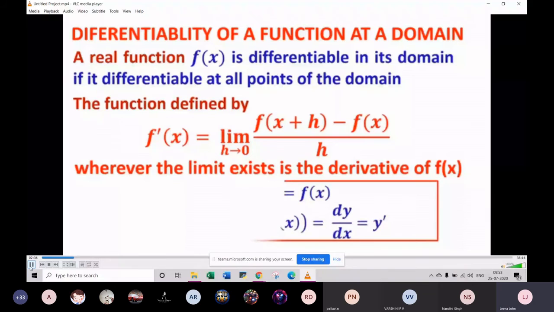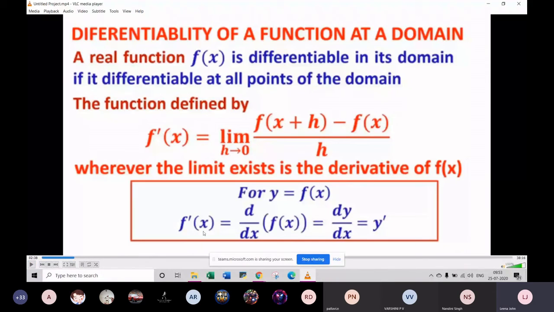Now this is another notation. Suppose y equal to f of x, then f dash x. You have already learned what f dash x is. f dash x also can be written as d by dx of f of x. It is not divided by. It is not the real number division. It's a simple d by dx for denoting the derivative of the function with respect to x.